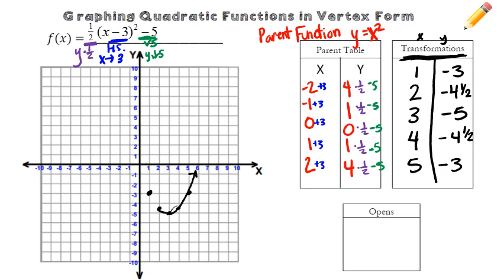Now make note that this is pretty wide. This is a wider U. Why? Because we had a compression. Remember, as you compress the U, it squishes it, it spreads it out.